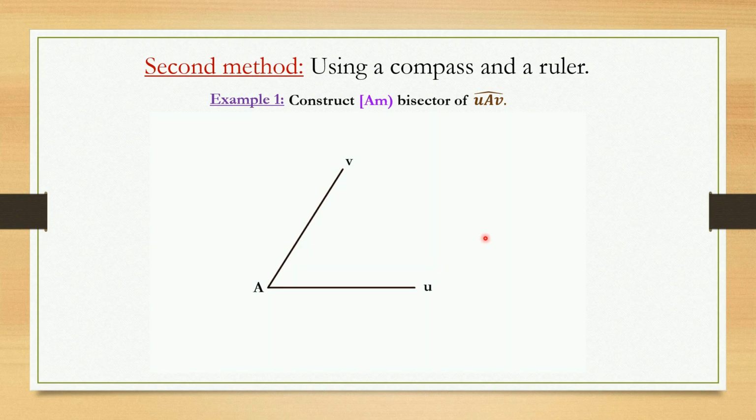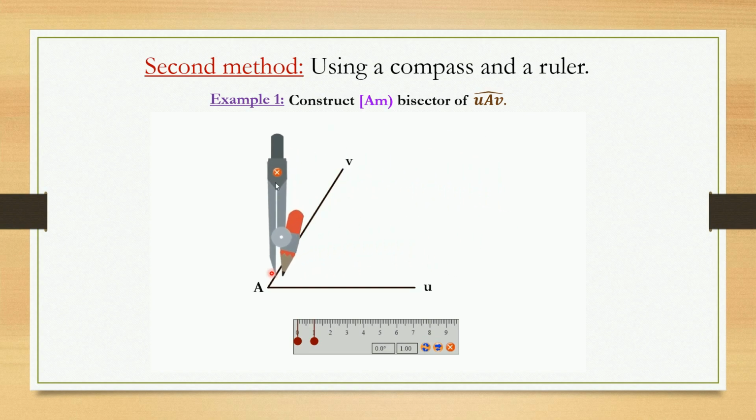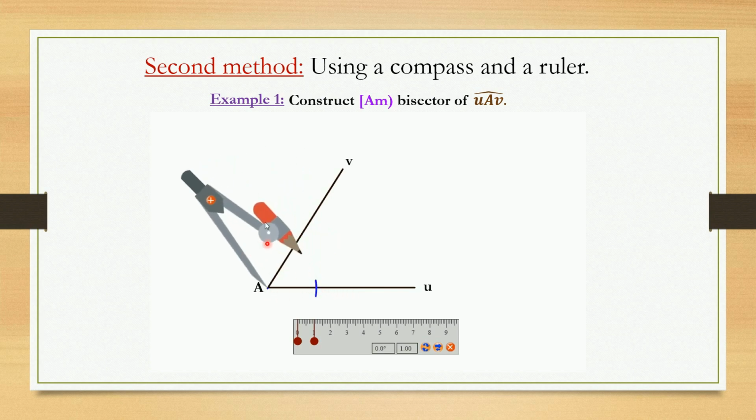So first we bring our instruments. We bring our compass first. We put the needle on the vertex A. We open the compass as much as we want. Then we draw a small arc that cuts the first side AU. Then I keep the same radius. I don't change the compass. I don't change its opening. Then I draw a second arc that cuts the second side AV.